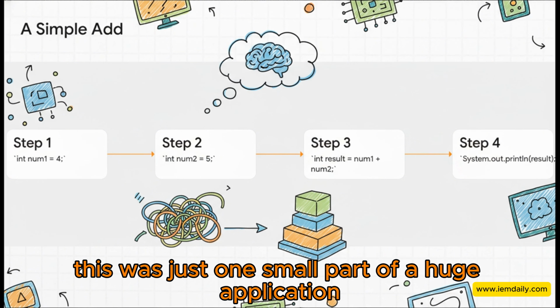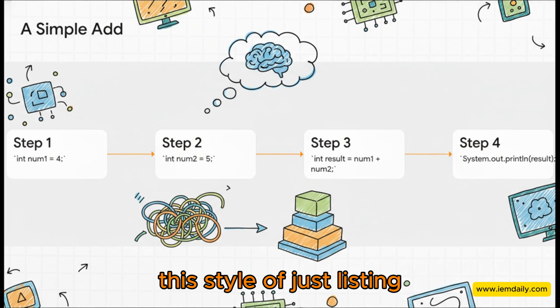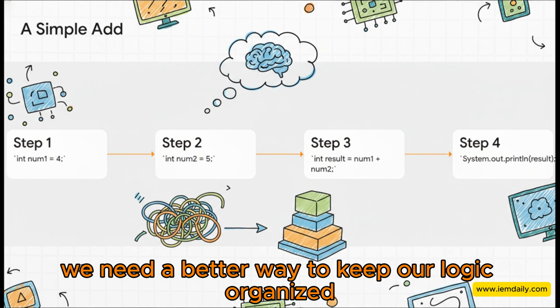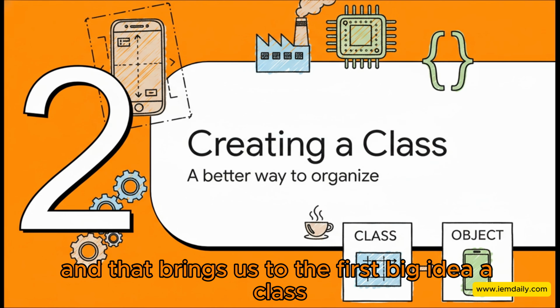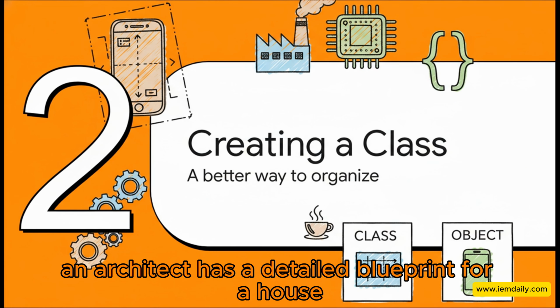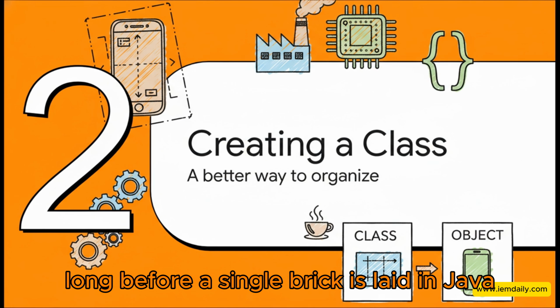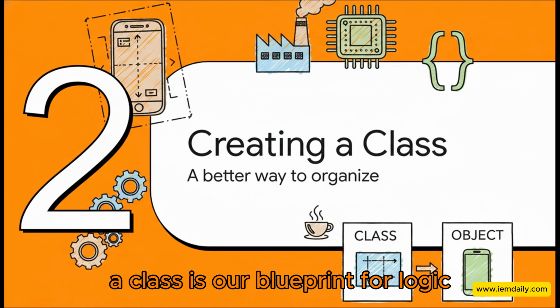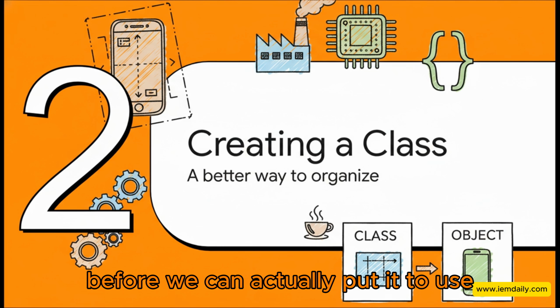But imagine this was just one small part of a huge application. This style of just listing instructions gets messy fast. We need a better way to keep our logic organized. And that brings us to the first big idea, a class. Now, a class isn't the final thing, it's the design. Think of it like this. An architect has a detailed blueprint for a house long before a single brick is laid. In Java, a class is our blueprint for logic before we can actually put it to use.